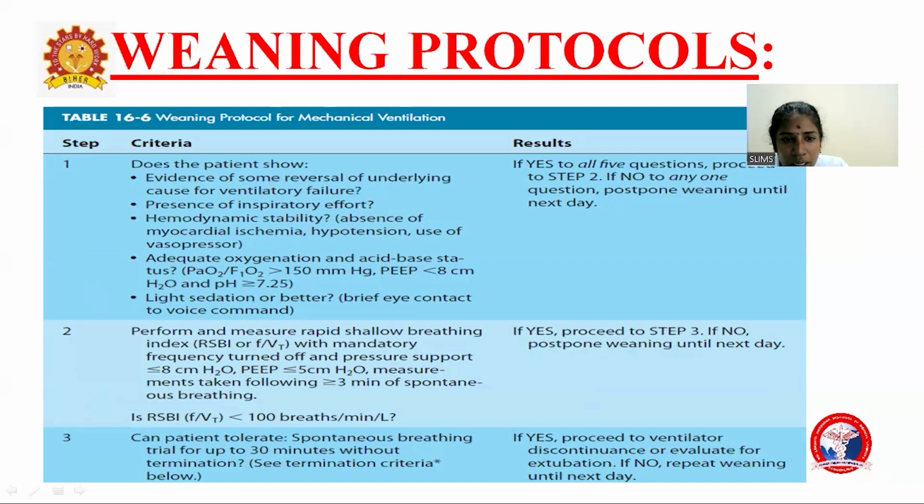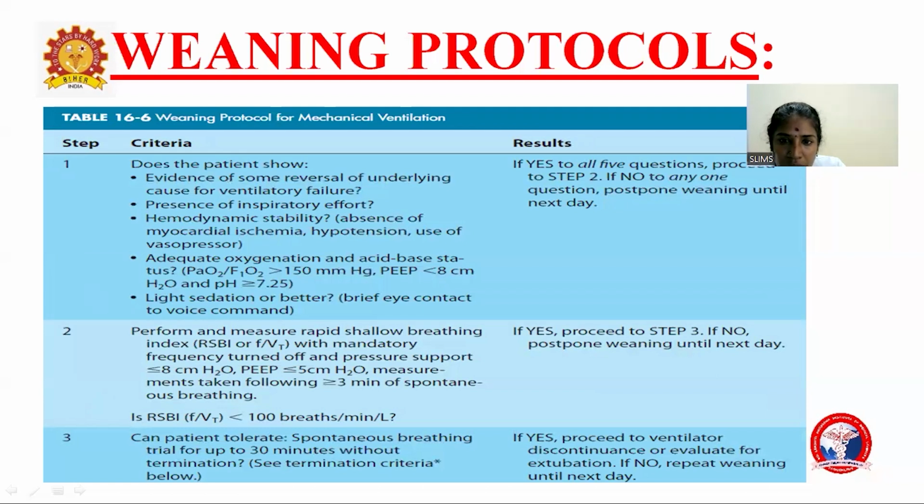If the rapid shallow breathing index is less than 100 breaths per minute per liter, then you should proceed to the next step. If the rapid shallow breathing index is more than 100, or roughly 105, then your weaning is a failure. Even though in the first step they have come to the next step, here also if the patient is not satisfactory, then we can postpone to the next day.